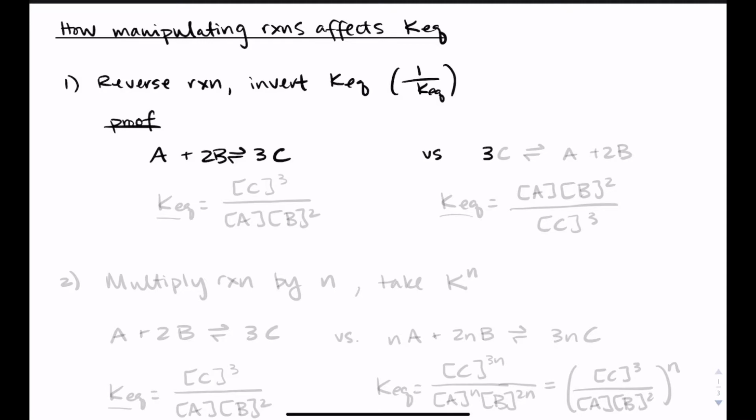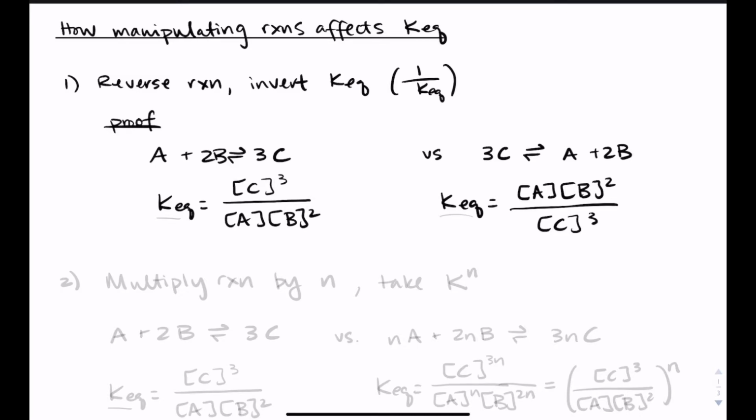All right, proof. If I have the reaction A plus 2B in equilibrium with 3C, my equilibrium constant expression is concentration of C cubed over concentration of A times concentration of B squared. Versus if I flip or reverse my reaction, so 3C in equilibrium with A plus 2B, and I write my equilibrium constant expression, it's concentration of A, concentration of B squared over concentration of C cubed. The expression on the left related to the expression on the right, they are inverse of each other.